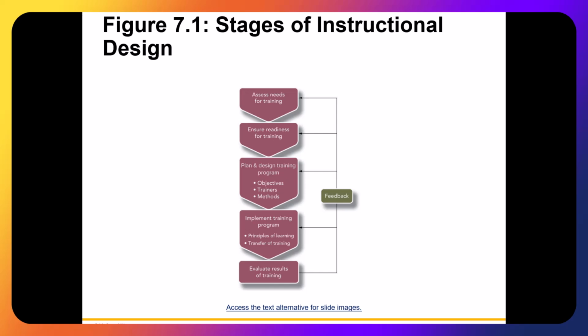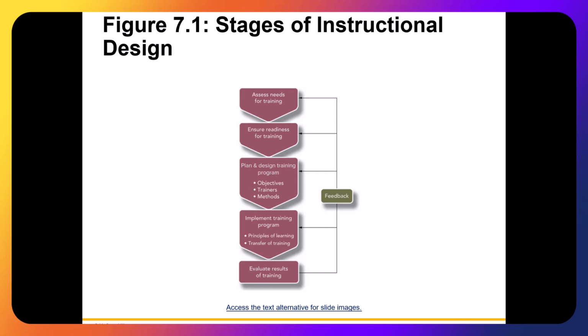Stages of instructional design. So when we look at it, we look at the different stages. Assess the needs for training. You see people say, well, we need to train our people on this. Okay, well, they're going to assess that to see what type of training they need. Ensure readiness for the training. You can say you want to have the training and come up with it, but do you have the proper, not only the people in place, but most importantly, the structure and the support system that is conducive to them learning. Plan and design training program.